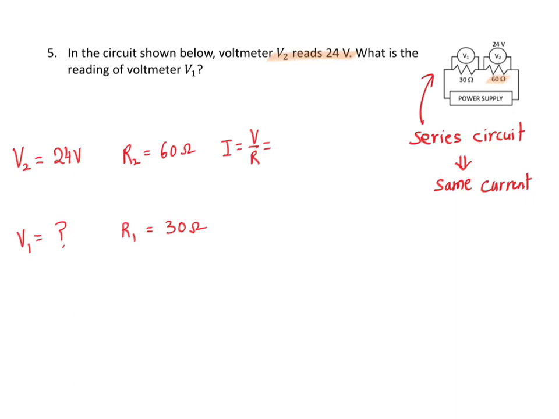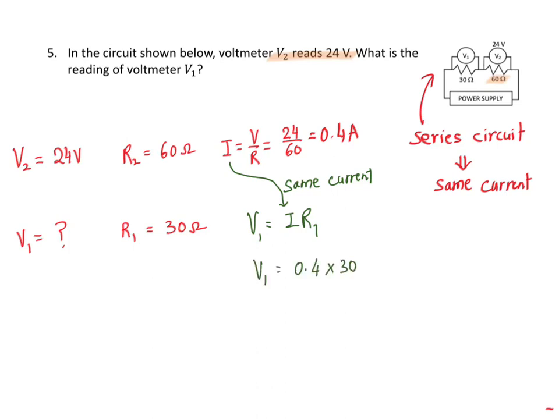So I can find the current using the values for the second resistor. I'm going to use I equal V over R. V will be 24 and R will be 60. We get the answer for the current as 0.4 ampere. Now because it's the series circuit, the current will be the same. So I can use the same current for the first resistor also. So I can use the formula V1 equal I R1, where I will be 0.4, same current, times 30, and I get the answer as 12 volt.